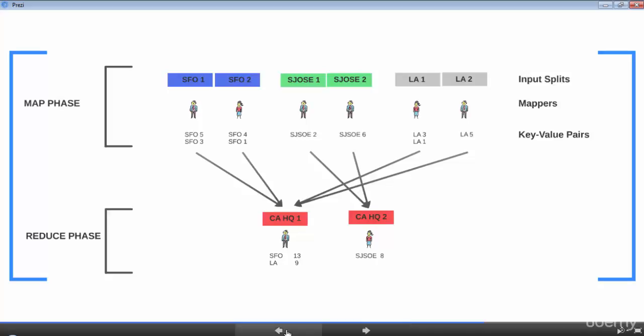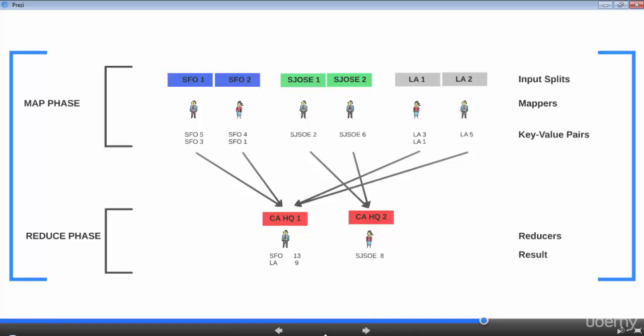The phase where you aggregate the intermediate results from each city or mappers in the headquarters is called the reduce phase. And the individuals who work in the headquarters are known as the reducers because they reduce or consolidate the output from many different mappers. Each reducer will produce a result set.